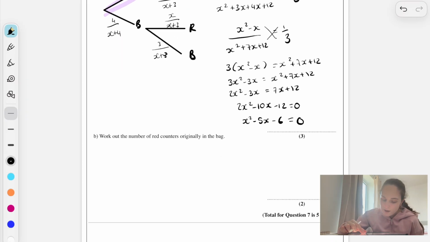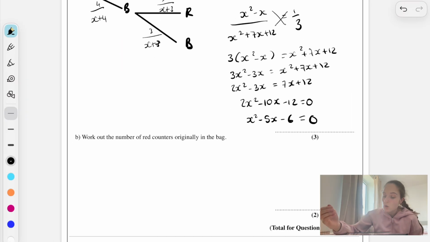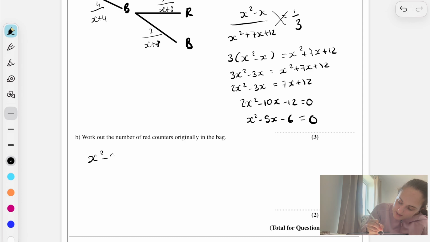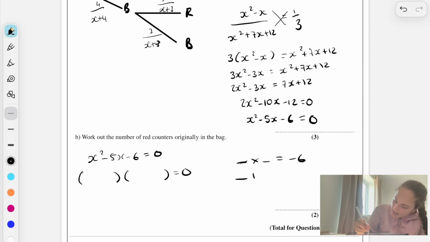So this next part here, we need to work out the number of red counters that were originally in the bag. So to do this, we need to work out what x is. So we've already got the equation x squared minus 5x minus 6 equals 0. So we're going to try and solve this. So to solve this, I'm going to factorize. So factorizing, we have to think of 2 numbers that multiply to minus 6 and add to make minus 5. So we're going to have minus 6 and 1. So that's going to be x minus 6 and x plus 1.